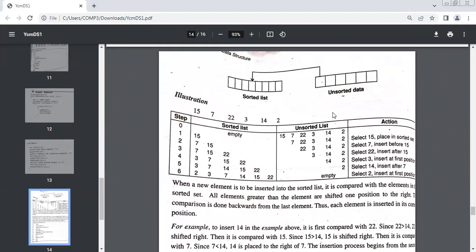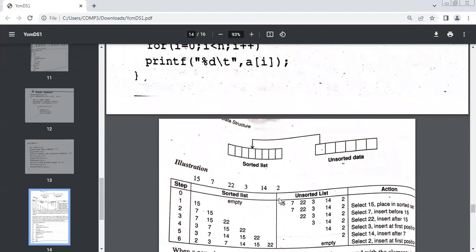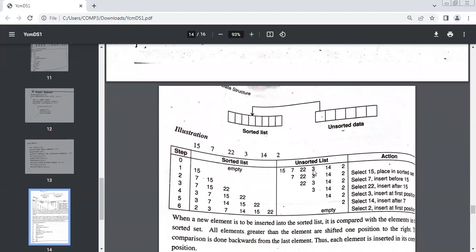Insertion sort technique में हम जो भी sorting करते हैं वो sorted list and unsorted list में होता है. For example, हमने यहाँ पे 6 एलिमेंट्स लिए हैं 15, 7, 22, 3, 14, 2. ये हमारा अनसॉर्टेड लिस्ट है. ओके, इन अनसॉर्टेड लिस्ट इन फर्स्ट स्टेप सिलेक्ट 15. ओके, ये जो फर्स्ट नंबर का एलिमेंट है वो हम हर एक अनसॉर्टेड मीन्स जो भी रिमेनिंग एलिमेंट्स है उसके साथ कंपेयर करते हैं.